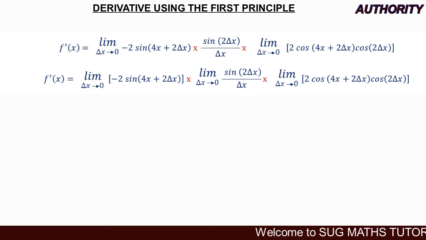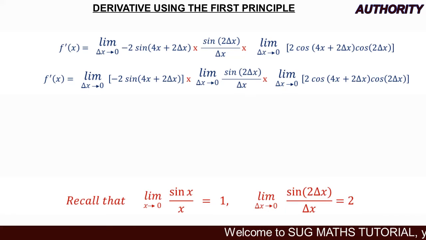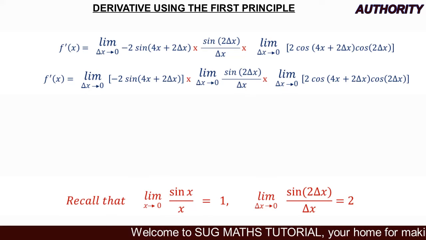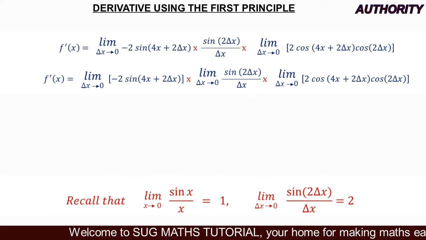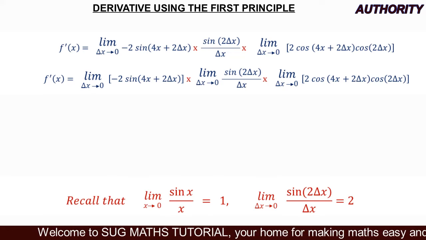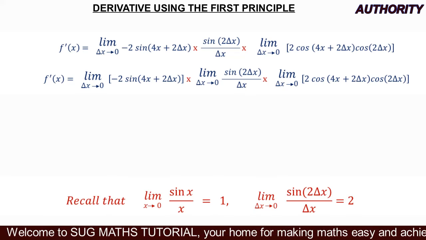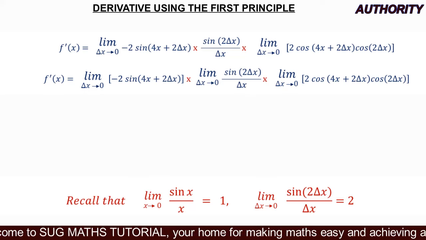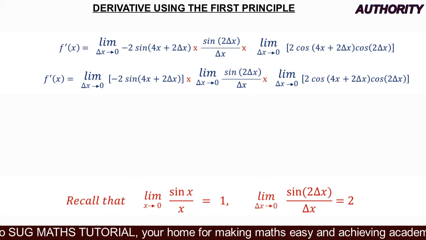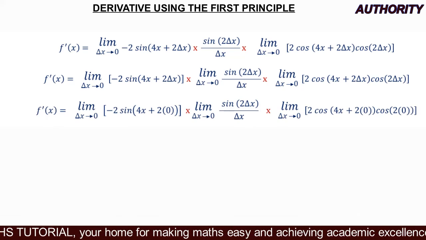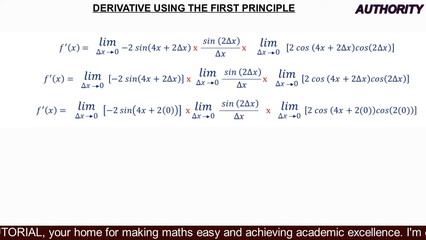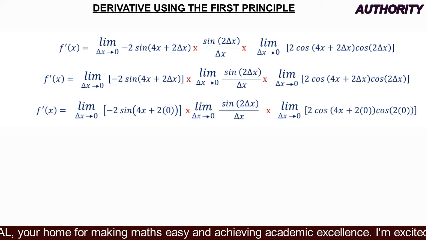But before that, I want you to record that limit as x approaches 0, sin x all over x is equal to 1. Are we together? Recall that limit as x approaches 0, sin x all over x is 1. Likewise, limit as change in x approaches 0, sin 2 change in x all over change in x is going to give you 2. Yes, it's going to give you 2. So therefore, in this case, here we have f prime of x is equal to limit as change in x approaches 0 of minus 2 sin(4x + change in x).